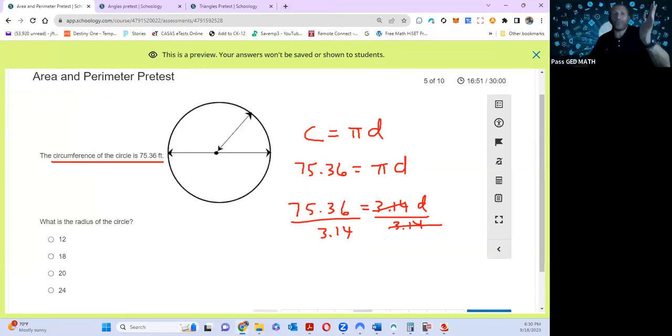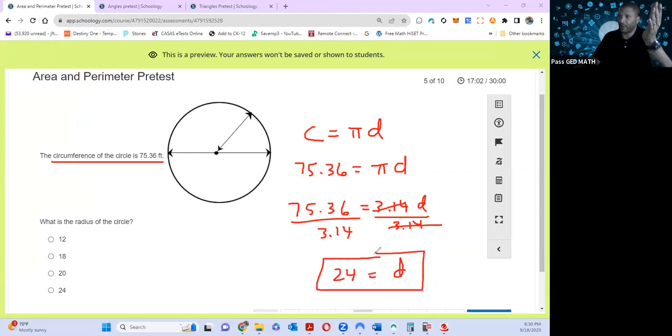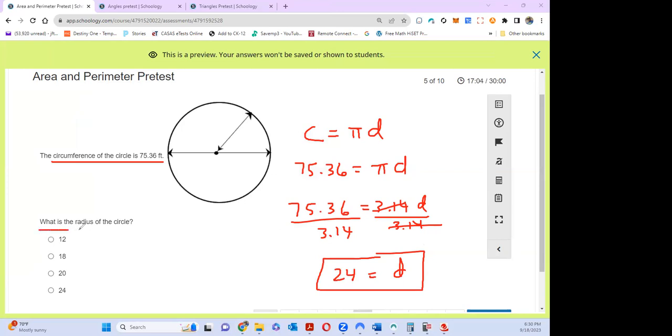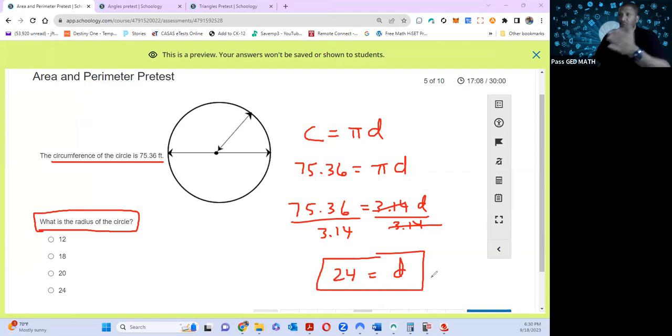Most people think the answer is 24. Understand what we did. We solved for D. D is equal to 24. The diameter is equal to 24. They're asking us for the radius. So if the diameter is 24, what's the radius?